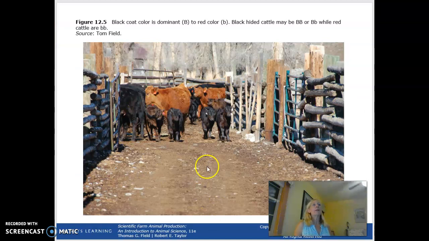Okay, so here's a picture of what we were talking about, cows with red coats and black coats. And these could be Angus cattle. So with Angus cattle, you have red Angus and black Angus. The black Angus has to carry the black gene. These little guys could be the result of a red mom bred to a black bull. You could get a black colored calf. Or it could be from a mom that carries the homozygous black gene.